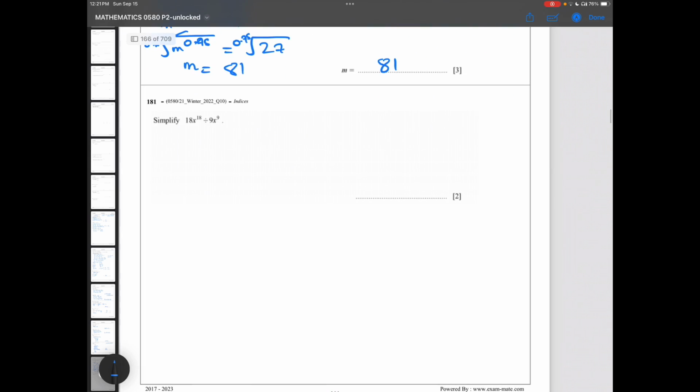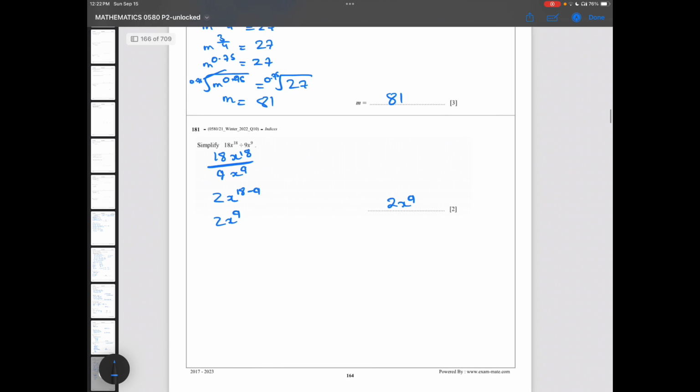Then question number 181, it says 18x to the power 18 divided by 9x to the power 9. I am just going to write it like this to make it easier for you to understand. Now 18 divided by 9 is 2. We have the same base x and they are being divided, so we need to subtract the powers: x to the power 18 minus 9. It becomes 2x to the power 9. This is our simplification. We cannot simplify it further.